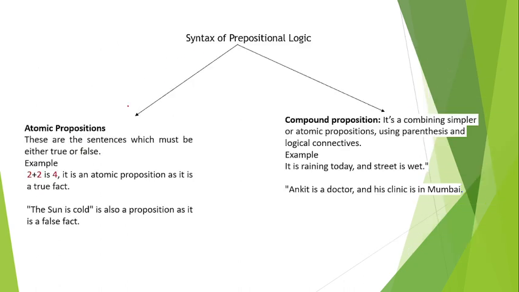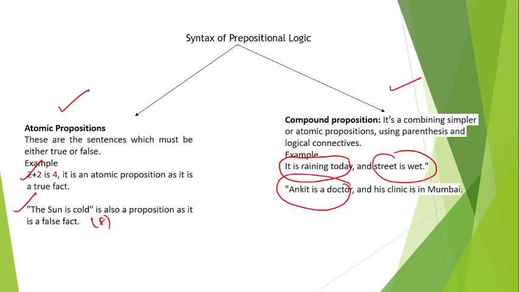There are two types of proposition: atomic and compound. Atomic means there is only one sentence. 2 plus 2 is 4, it's a true statement. Sun is cold, this is false. Only one statement comes up. A compound proposition is the combination of two or three sentences. It's raining today and streets are wet. This is one statement, and this is the second statement. Ankit is a doctor and his clinic is in Mumbai. So there are two or three sentences combined. We call it a compound proposition, whereas here we call it an atomic proposition.